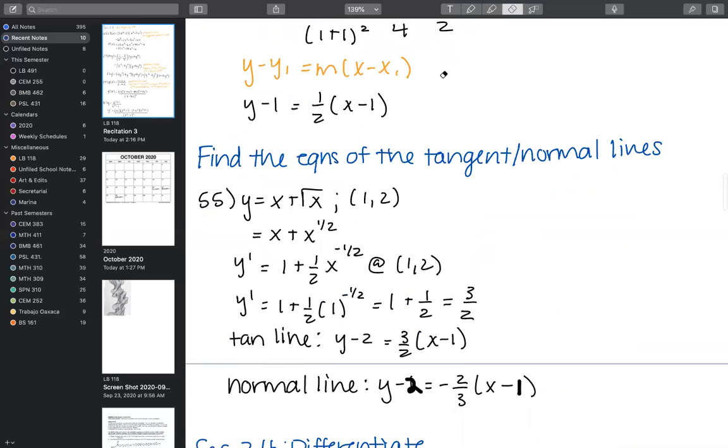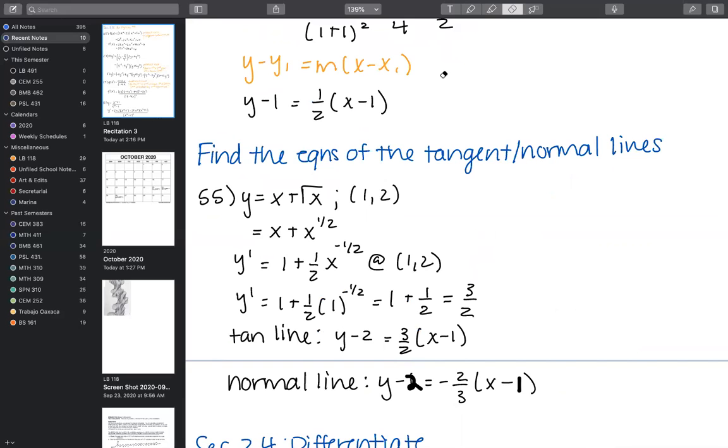Okay, so no questions conceptually on how to do these though? If not, awesome.